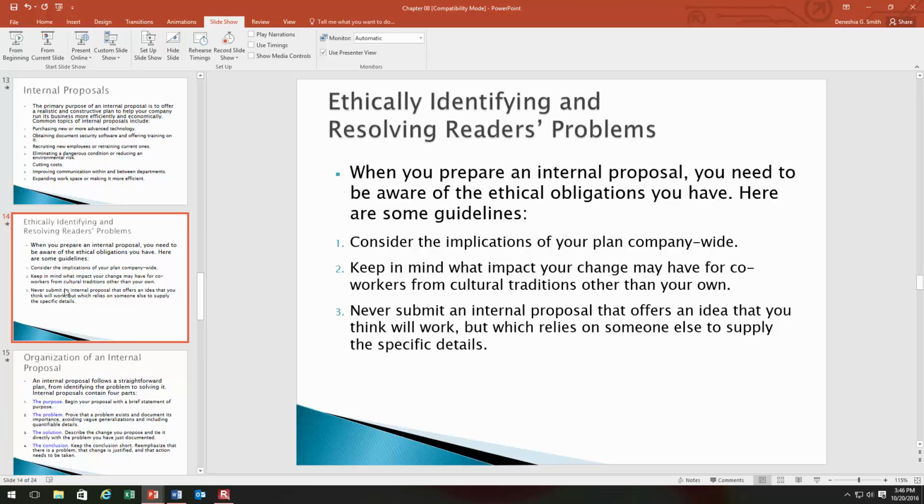If someone's traditions or culture is different, sometimes the decisions that we make can affect that. So keep that in mind as well.